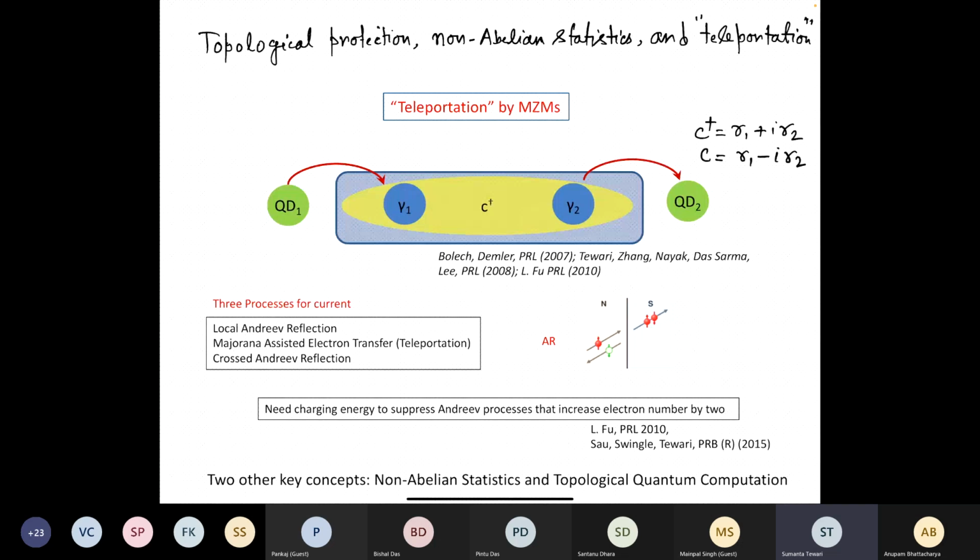Other people, including us, have explored this teleportation phenomenon. I'm not going to dwell too much on this, but let me just mention that in this type of system, there are actually three processes by which a current can pass through a superconductor that supports a pair of Majorana fermions at the two ends. There is, of course, something called the local Andreev process, and many of you know that if you attach a normal wire to a superconductor, the only way current can pass is the Andreev process, because let's say an electron comes from the normal lead. The superconductor is, of course, gapped to single electron excitation. So the single electron cannot enter into the superconductor.